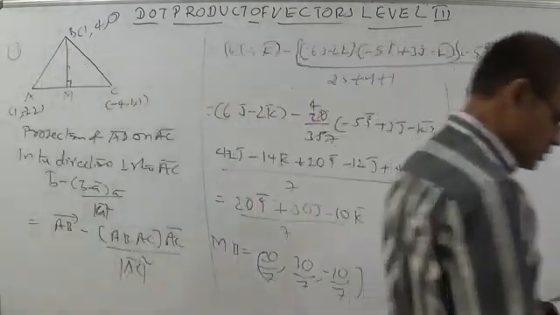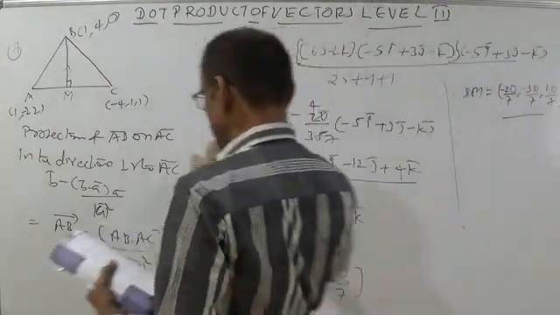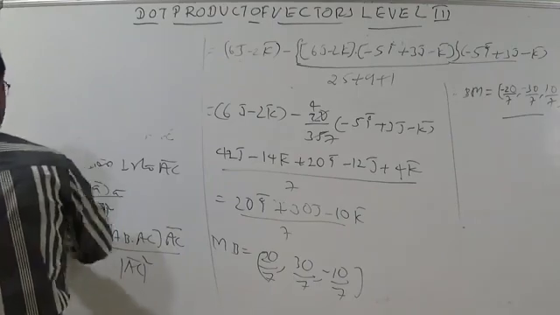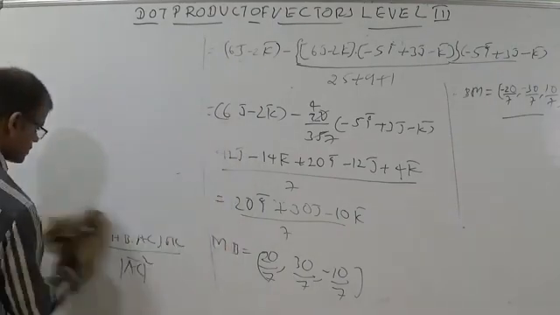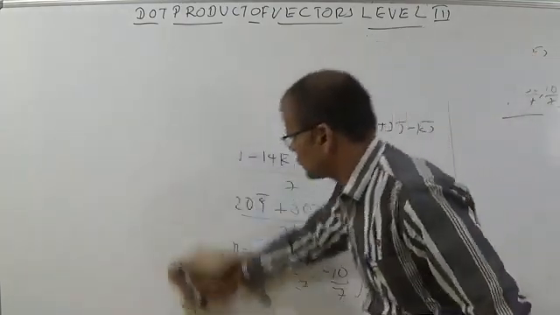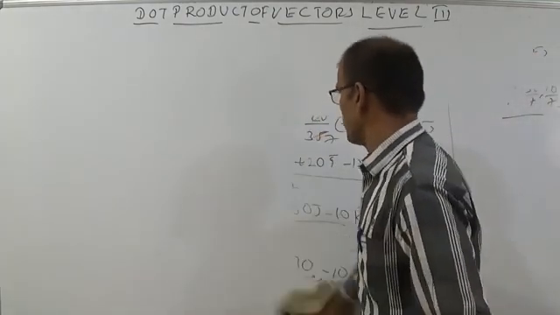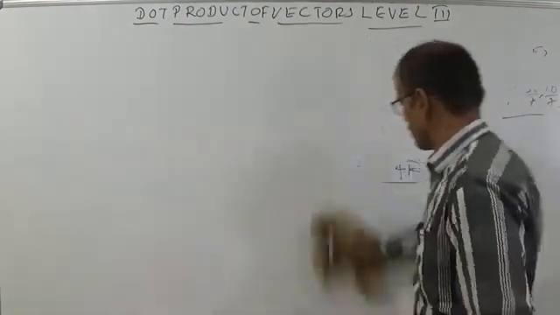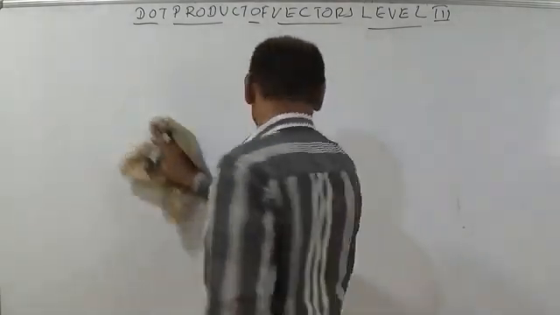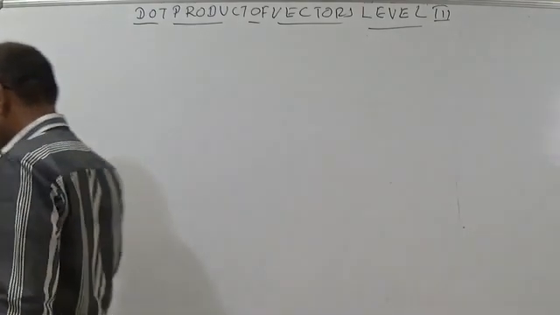Next one, 8th question. The 8th question depends upon progressions. So what are the progressions? There are 3 types, generally 4 types: arithmetic progression, geometric progression, harmonic progression and arithmetic geometric progression. Among them, usually geometric progression is given in the vectors concept. 8th question.